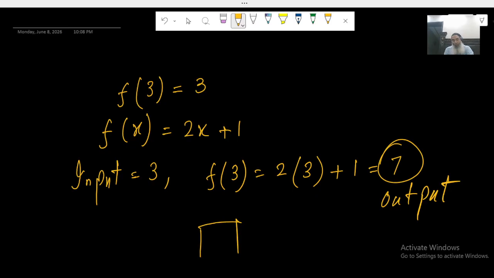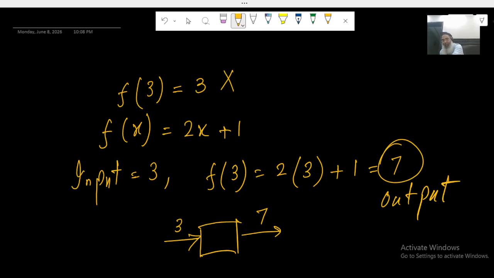Here we have a box, and from here we input the number 3, and from here we get 7 as output. So f of 3 means the value of the function f at x equal to 3. That is not equal to 3. That is equal to 7.